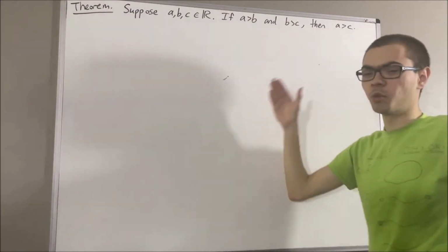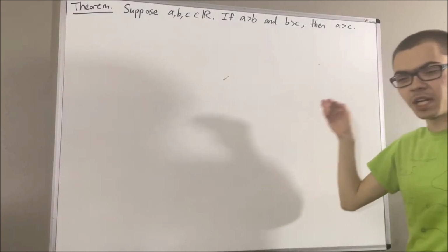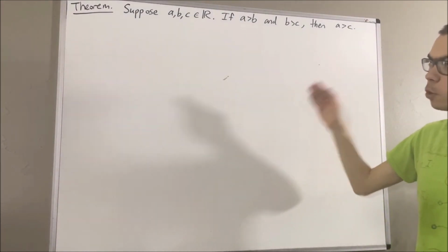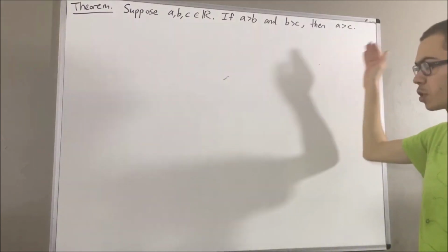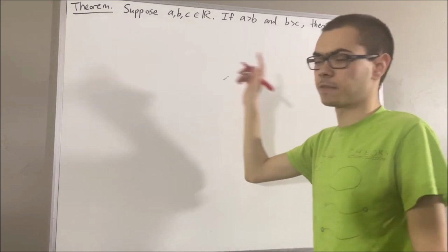Now in this series, we are using a list of 10 axioms for the real number system, and I'll leave that list of axioms in the description below. Now, before we get into proving this theorem, we are first going to prove a preliminary result. And that preliminary result is as follows.